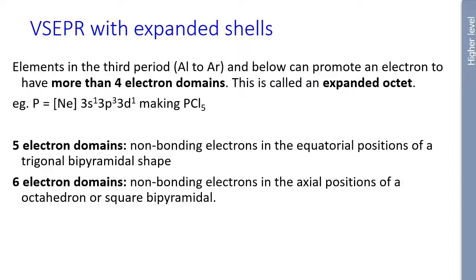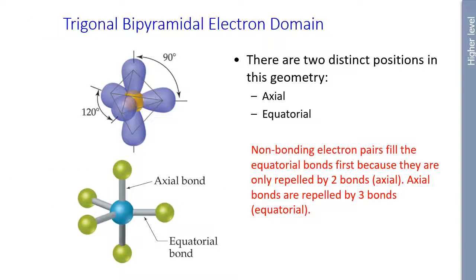So that does change the shapes that can possibly form, because with 5 electron domains, the non-bonding electrons go in the equatorial positions of a trigonal bipyramidal shape. And if you have 6 electron domains, as you go down, non-bonding electrons go in the axial positions of an octahedron or a square pyramidal shape can form. In terms of the trigonal bipyramidal electron domain, there are 2 possible options for this geometry. You can have either an axial or an equatorial position. Non-bonding electron pairs fill the equatorial positions first because they are only repelled by 2 bonds, whereas axial positions are repelled by 3 bonds.